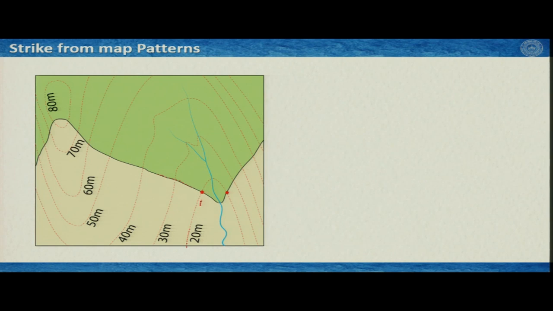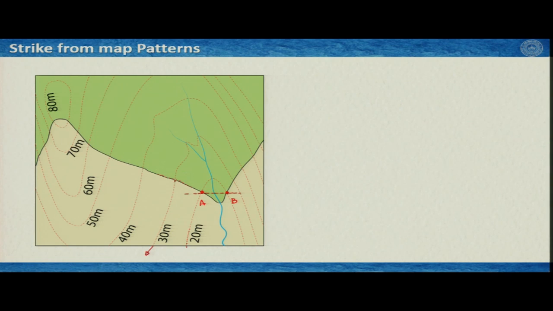Now interestingly, if this point is A and this point is B, as both points A and B are falling on the contour line, the elevation of A and B should be the same. At the same time, points A and B also show that the elevation of the underlying bed, or the intersection between these two layers, this green and creamy layer, also has the same elevation at these two points. So I can construct a line like this, and this line indicates that this litho boundary has an elevation of 20 meters.